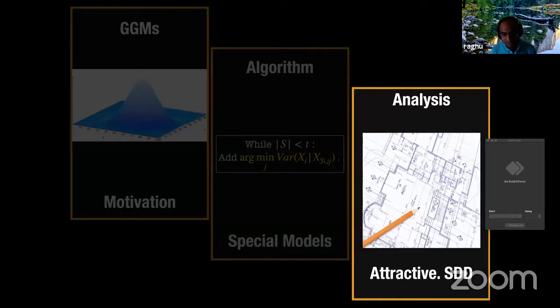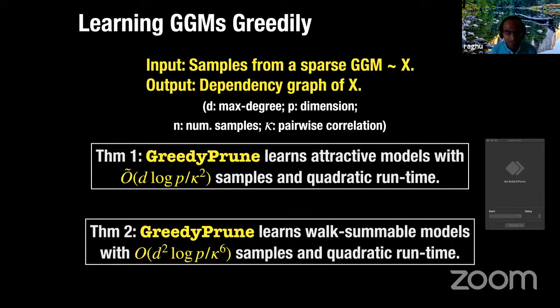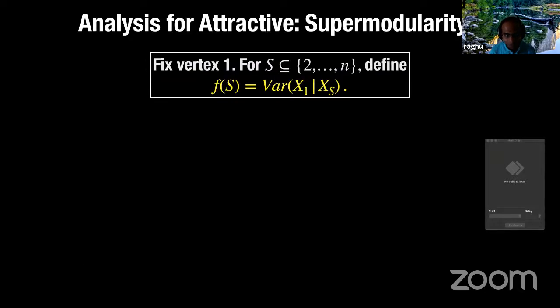So now that I've stated the results and what the algorithm is, let me say a few words about the analysis and what goes into it. Here's a quick summary again. The main parameters are the degree d, which is the maximum number of edges that any vertex is adjacent to, the dimension p, the number of samples, and the pairwise correlation kappa. So let's look at what happens for attractive models. The analysis for attractive models is actually pretty simple. And the punchline is that the conditional variance function is supermodular for attractive models.